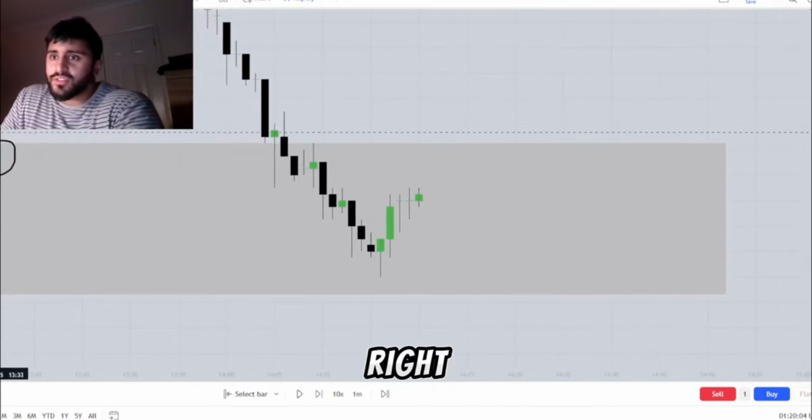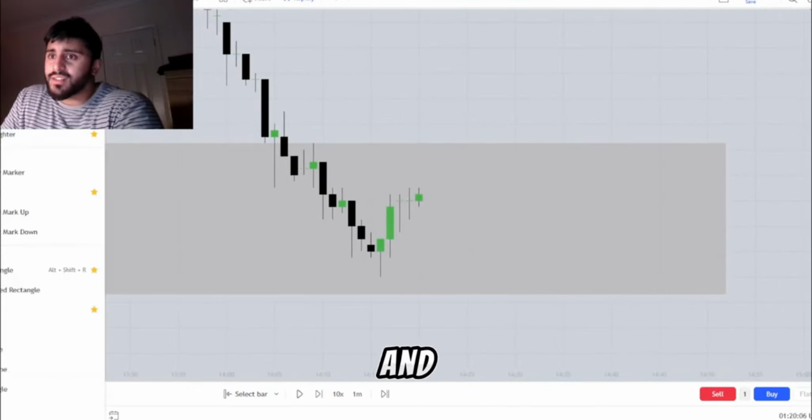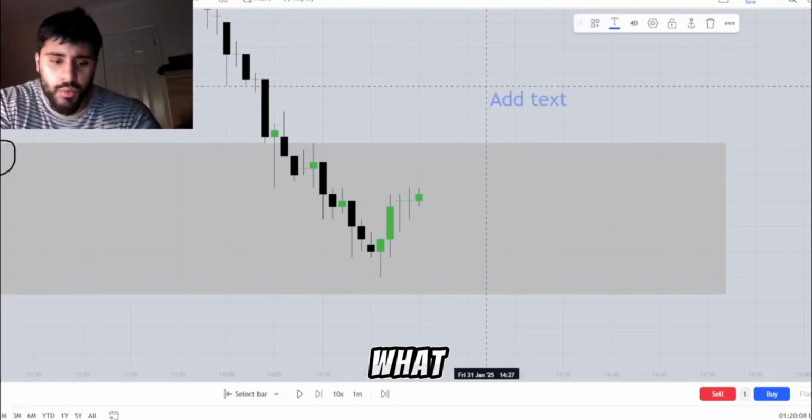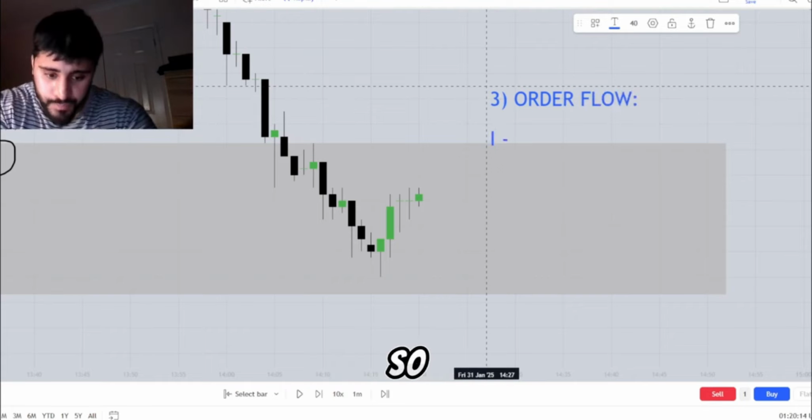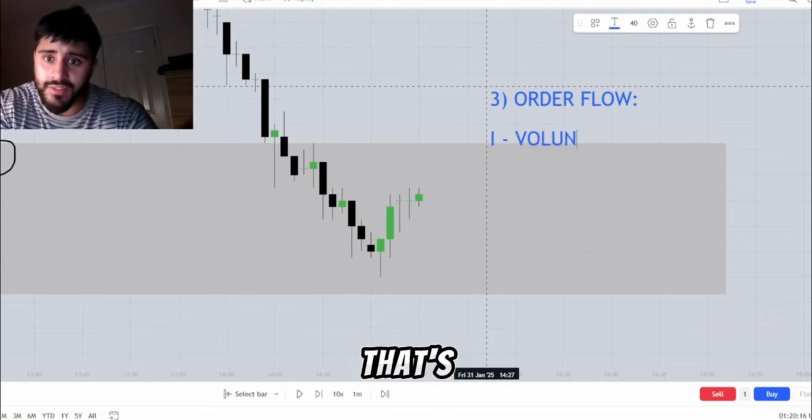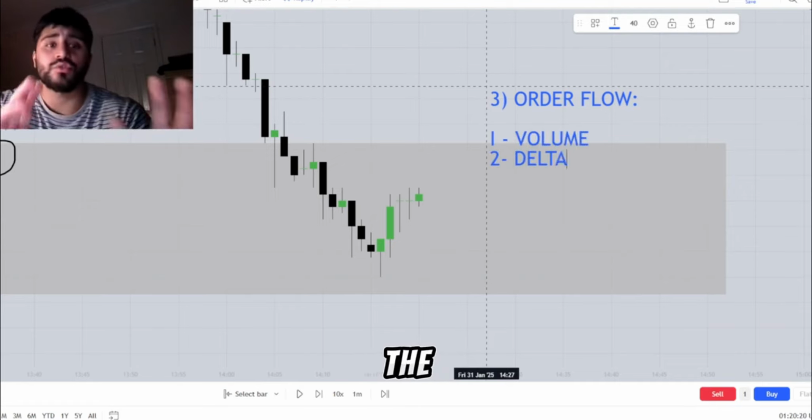So what are we looking for, right? Now that we're inside, we have our step 1 and step 2 underway, right? So what was step 3? Step 3 is the order flow. And in particular in the order flow, we're looking at two things, right? We're looking at the volume. That's the first thing. And we're also looking at the delta. These are the two things we look for.